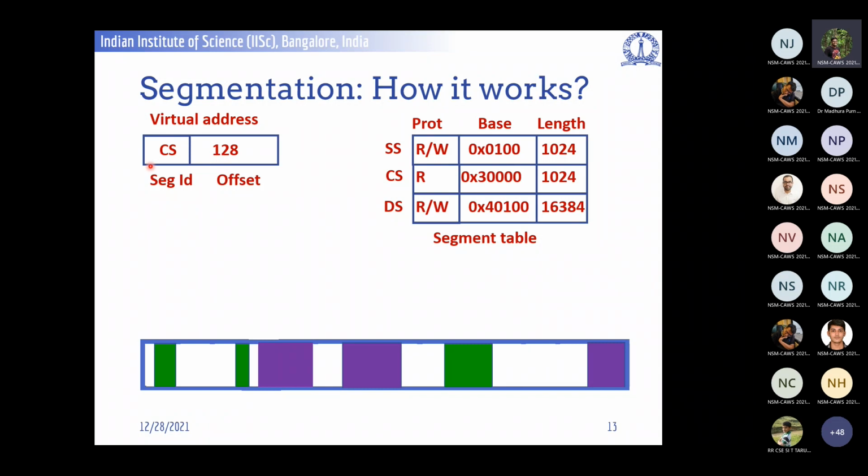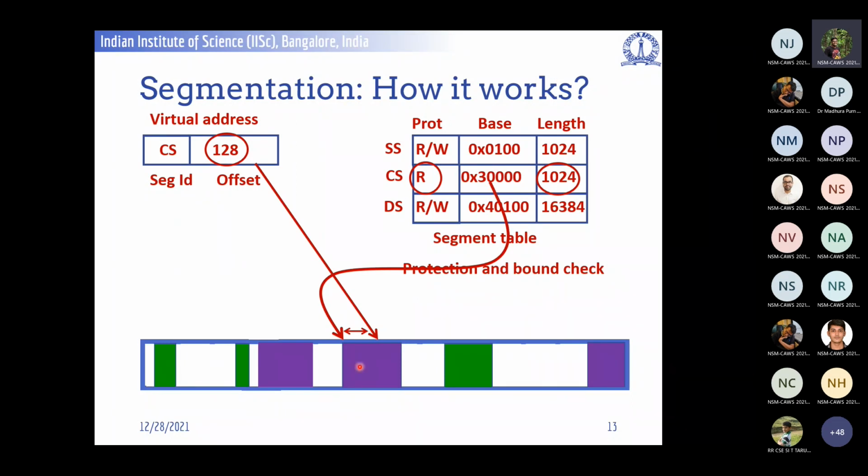You will have a segment selector identifier and an offset within that segment. So what happens for the hardware is that it will first use the segment ID to look up the segment table, and then it will check the permissions and check that the offset is within the length. Once that happens, it adds the offset to the base and finds where the physical address corresponding to that virtual address is located, right?